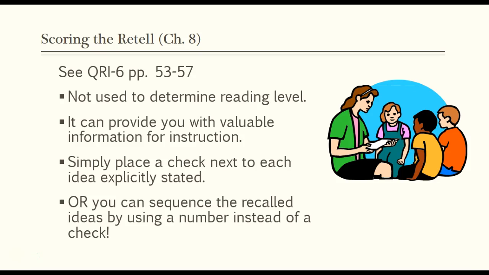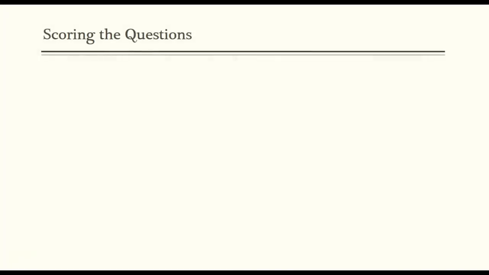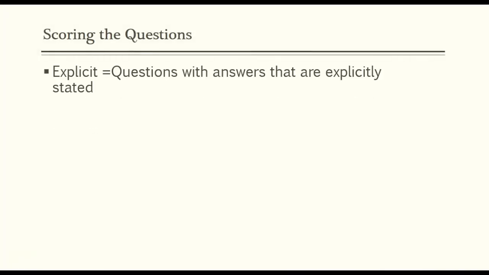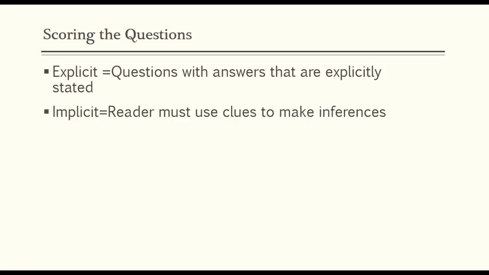So, the first thing they recalled, put a 1 next to that. The second thing they say in the recall, put a 2. So that'll help you see the order of information they're recalling. Are they doing it sequentially, or are they hopping back and forth? So that's an option for you as well. Questions are also straightforward. They give you explicit questions, which the answers are right there in the text, whereas the implicit questions are inferential.